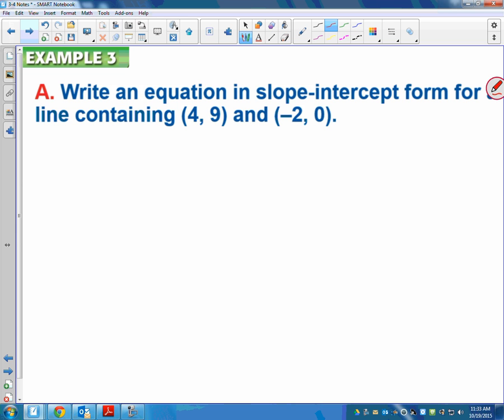What if they just gave you 2 points? Can you write an equation if they just give you 2 points? Yeah. You've got to find the slope and use one of the points, right? This is where you have a choice. You can use y equals mx plus b, or you can use point slope form, and you can decide which way you want to do it. It just says write an equation in slope intercept form, but still, I'm going to use point slope form. But step 1, find your slope correctly.